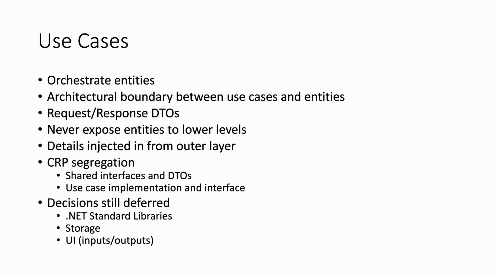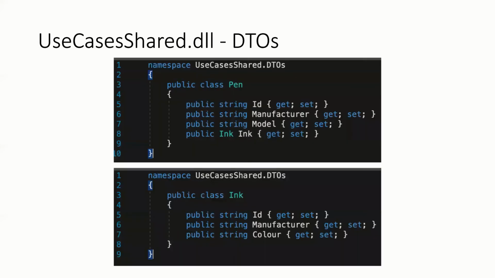Details are injected in from the outer layer. And there is some application here of the common reuse principle, where I've segregated out, for the example that I'll show in a second, some of the shared interfaces and DTOs. I'll talk a little bit more about why I've done that later on, because it'll become more apparent. The use case implementation and the interface for use cases themselves is segregated out from the shared interfaces and DTOs. And we're still deferring decisions here. We're still in .NET Standard. We still haven't decided on any storage, and we've not had to worry about any user inputs or outputs.